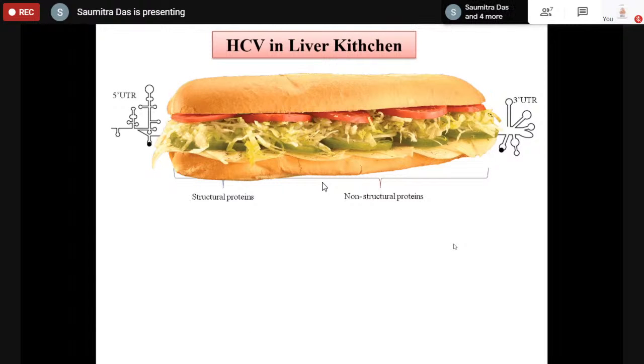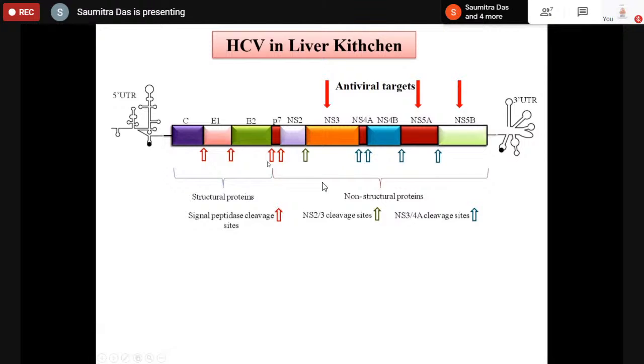Many of you like this sub sandwich, and we usually cut it. We can't really handle such a big polyprotein. The virus also does that. This polyprotein is actually cleaved by some cellular and the viral proteases into structural and non-structural proteins.